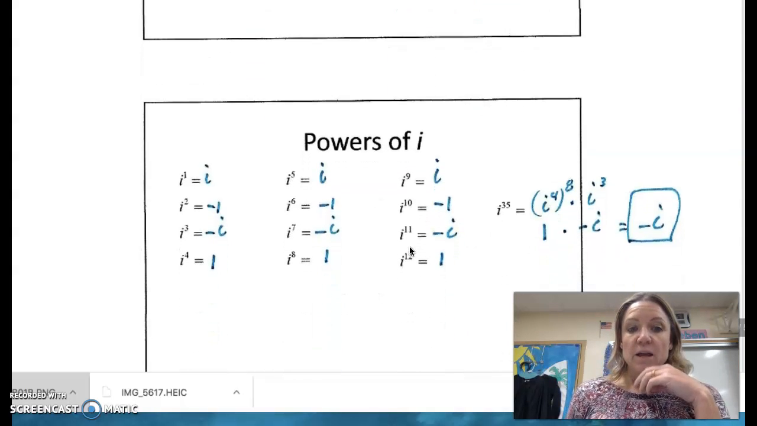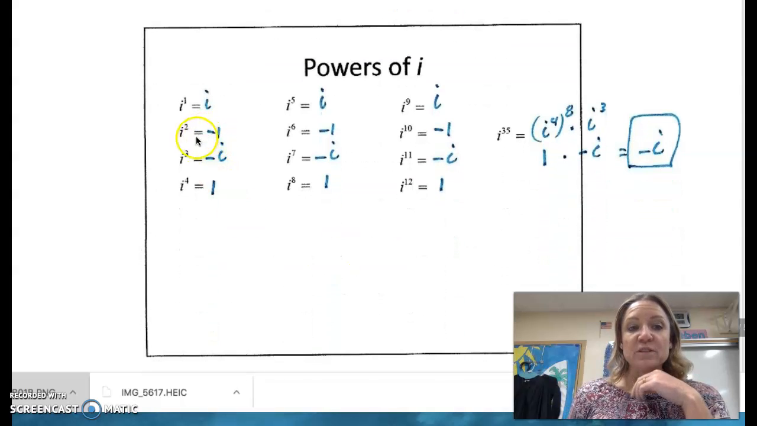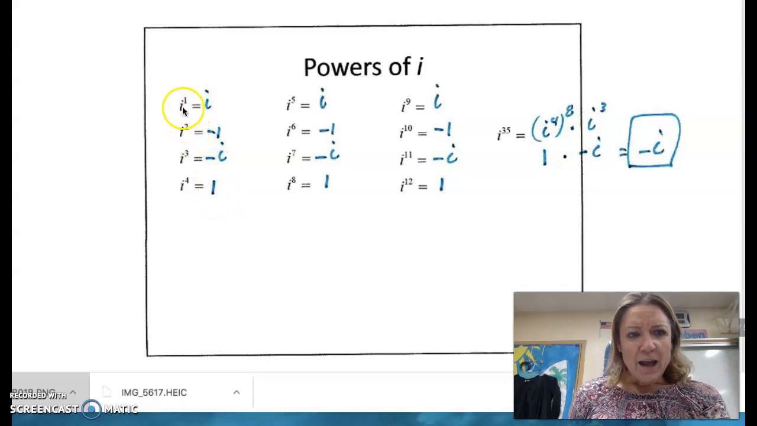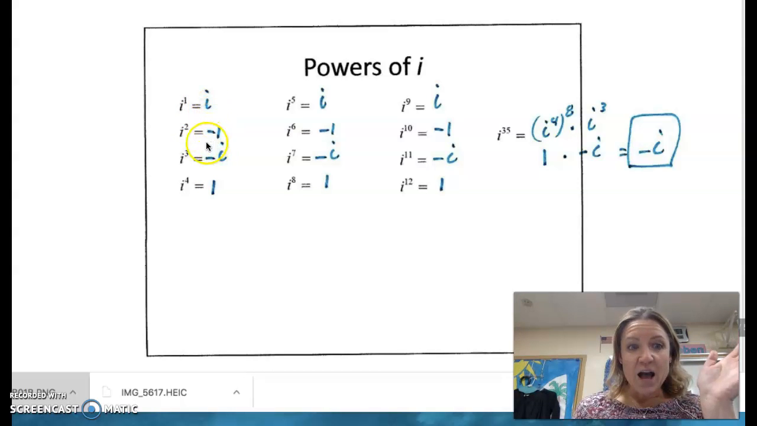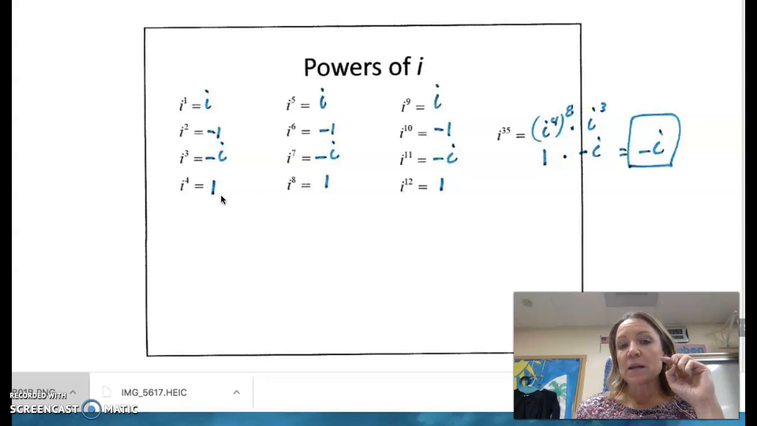All right, and then let's talk about the powers of i. i to the first power is just i, i to the second power is negative 1, i to the third power is negative i, and i to the fourth power is 1. Then it's going to repeat: i, negative 1, negative i, 1, and so on.